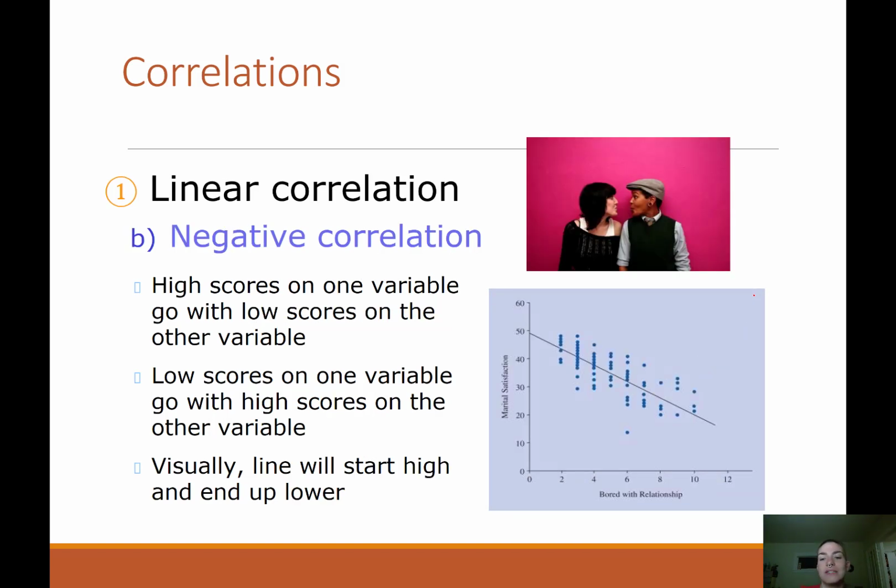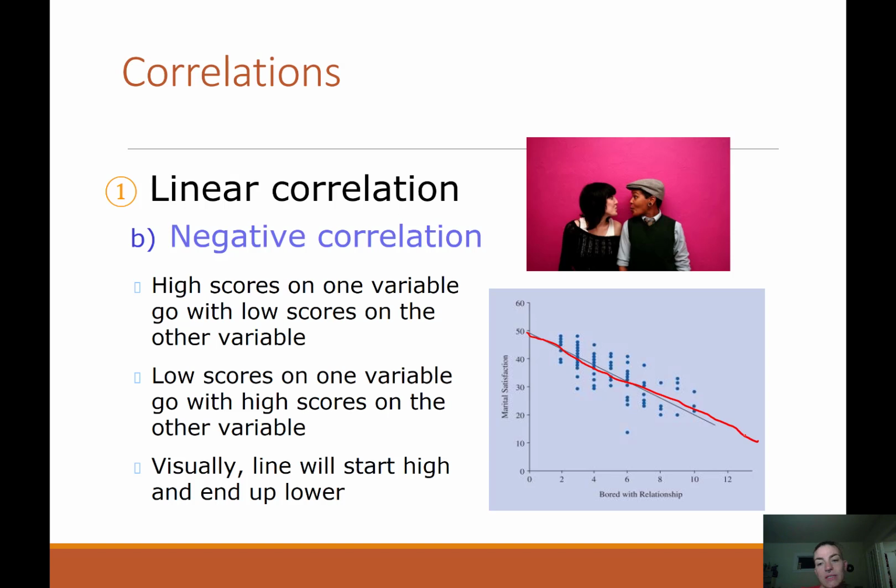We could also consider a negative correlation, and that's a correlation in which high scores on one variable go with low scores or opposite scores on the other variable. Low scores on one variable go with high scores on the other. And visually, in a negative correlation, a negative linear relationship, the line that you draw in your scatter plot through your points will start high and end up low.